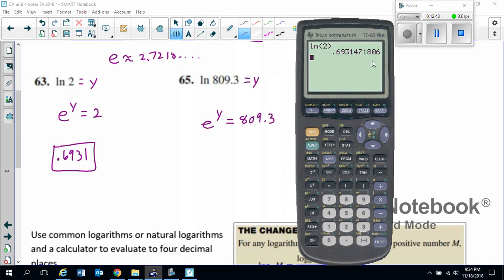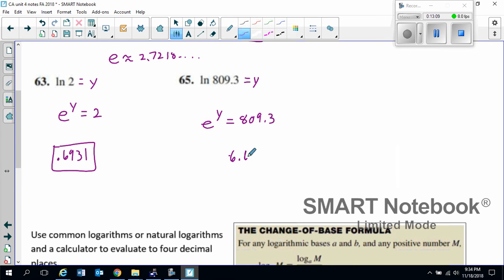So let's see. Natural log of 809.3. Close it. And let's see how close it was. I was off by a little bit. But anyways, I said somewhere around 7. So let's see. 6.6962. So we've got to round that up to a 2. So you want to make sure you're putting this in right when you're doing your homework. 6.6962. There you go.